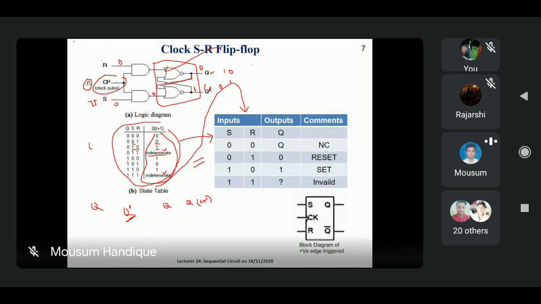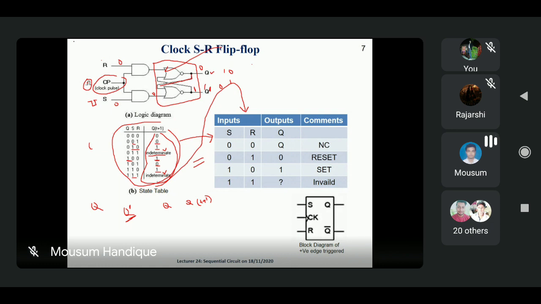Now which one is the present state? Present state is 1 here. So what is the next state? Next state is also 1. And when 0 1, it is obviously reset, then the value is always 0. When 1 0, it is set, so the value is always 1. And see here again 1 1 occurs, so this one is also an intermediate state.